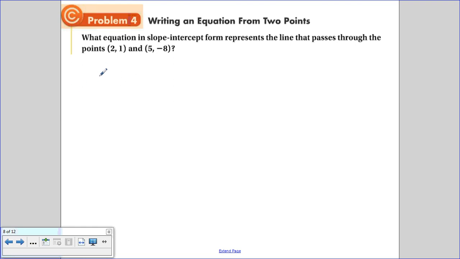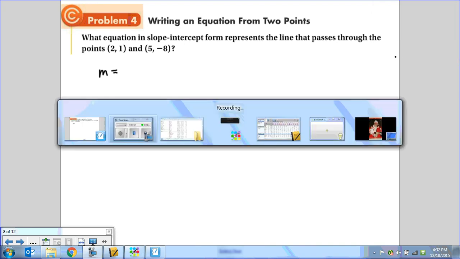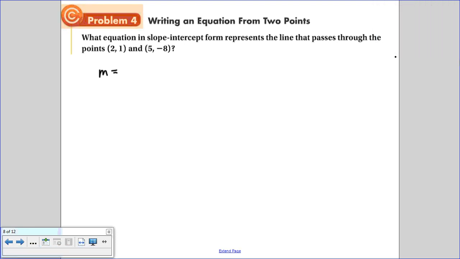First thing I'm going to do, figure out my slope. Excuse me 1 second. Sorry about that.